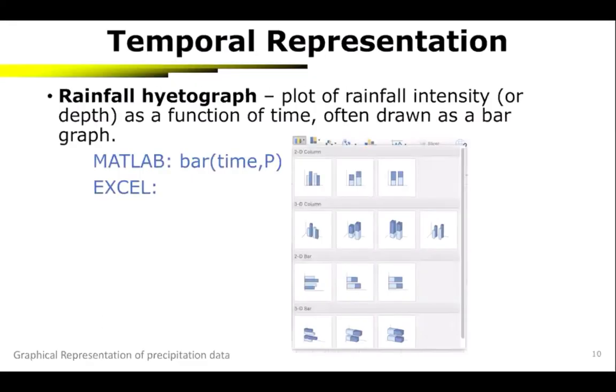So here we're showing how we would represent precipitation graphically. So we would generate something called the rainfall hyetograph. It's a plot of rainfall intensity or depth as a function of time, and it's often drawn as a bar graph. So if you like using MATLAB, you would just use this function bar, and then you enter your X parameter and then your Y parameter. You could also do this in Excel, where you would use the graph icon and then use something like this to generate a bar graph.